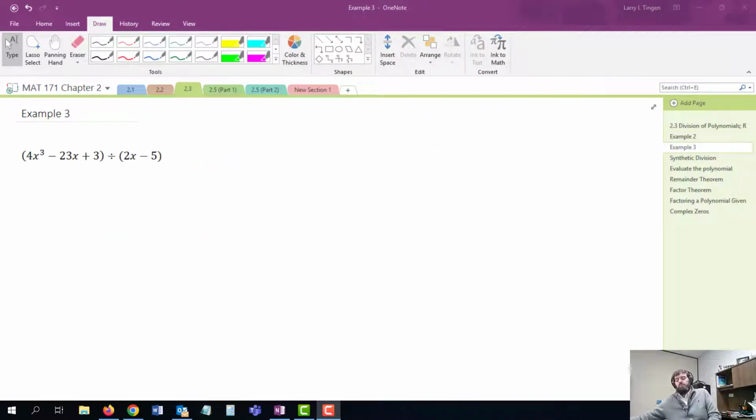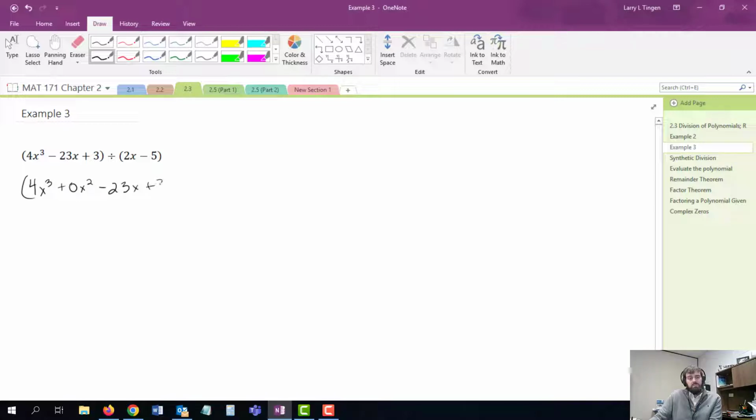And now we've got one more example to deal with for long division. We've got 4x cubed minus 23x plus 3 divided by 2x minus 5. Are we missing any terms in either the dividend or the divisor? Yes, we are. That is 4x cubed. I don't have an x squared term. Minus 23x plus 3 divided by 2x minus 5.